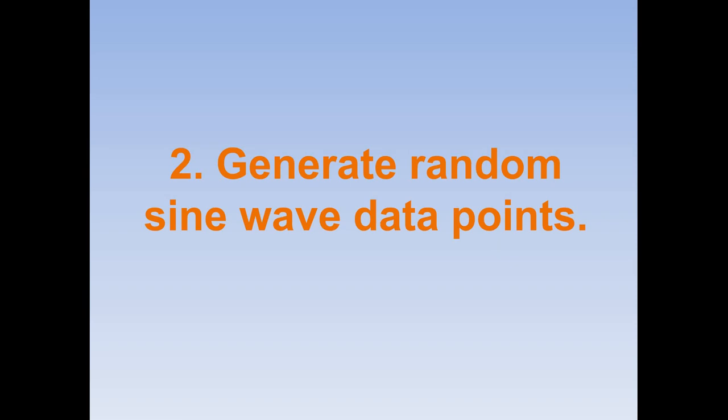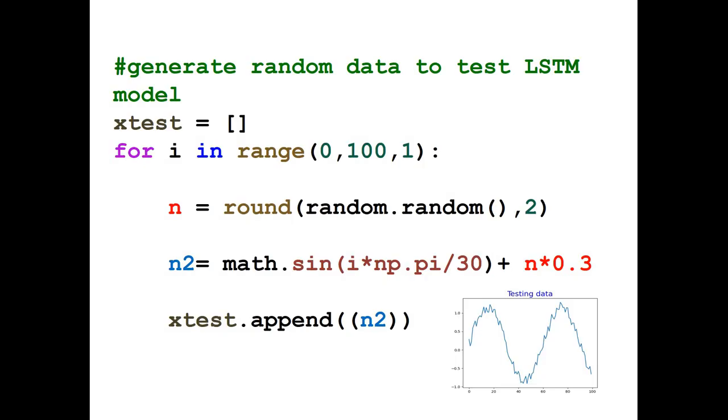So the second part is generate random sine wave data points. So the idea is you have a good sine wave model. Now you are going to create a noisy sine wave, and we would like to see whether it forecasts a right sine wave. So you have an X-test. X-test is the array where you are going to store the new noisy sine wave waveform.